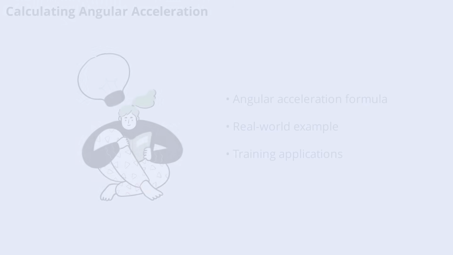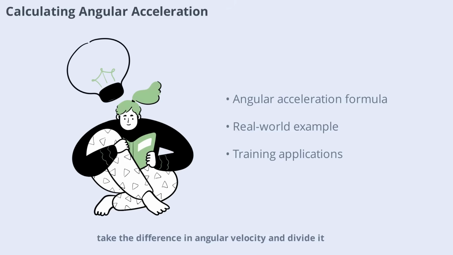Find angular acceleration. Take the difference in angular velocity and divide it by the time interval over which the change occurs. For instance, if a figure skater increases their spin from 90 to 180 degrees per second in 1 second, their angular acceleration is 90 degrees per second squared. This calculation is vital for understanding the dynamics of rapid movements and for designing training programs that enhance performance.